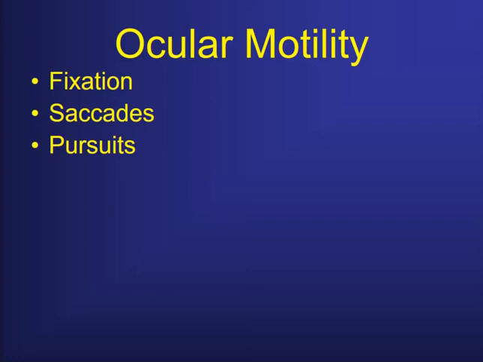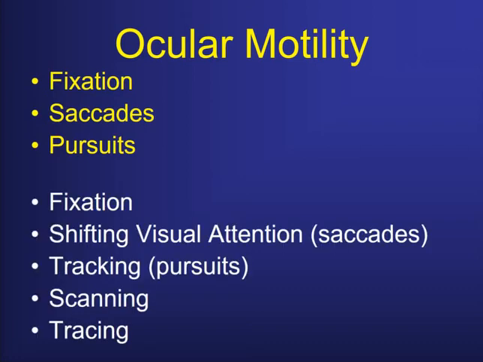Educators use slightly different terms, yet mean the same things. Fixation, shifting attention, or saccades, tracking, or pursuits, and scanning, to look over quickly and systematically, tracing, following a visual line. When the eyes do not move together, or visual skills are poor, a person can have a lack of visual efficiency.